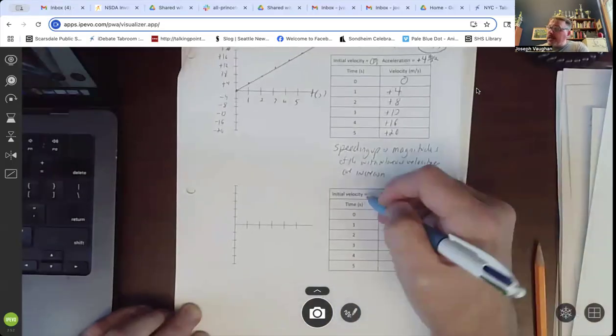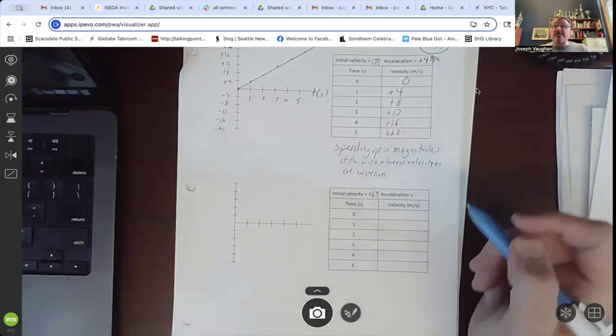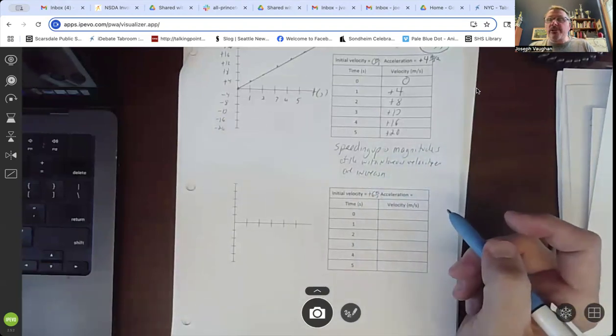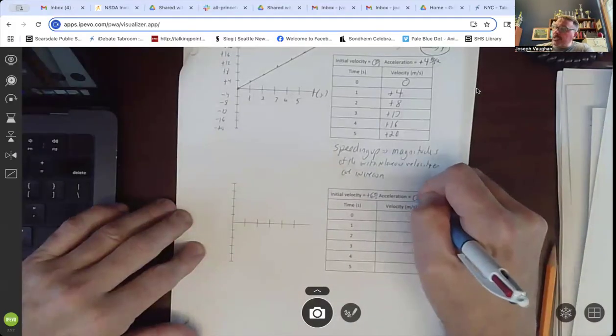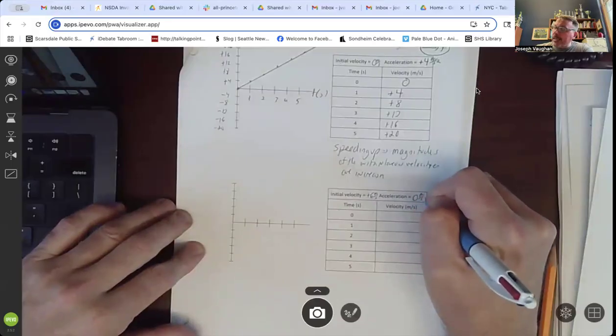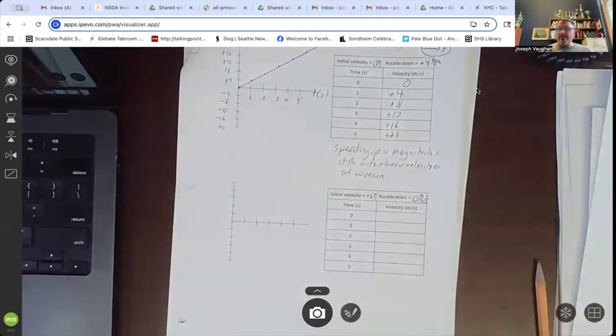So let's say our initial velocity is positive 6 meters per second, so 6 meters per second to the right. I start the stopwatch as this object passes me, and it's already going 6 meters per second to the right. But let's say its acceleration is 0 meters per second per second. So stop the video, see if you can do the chart and the graph.